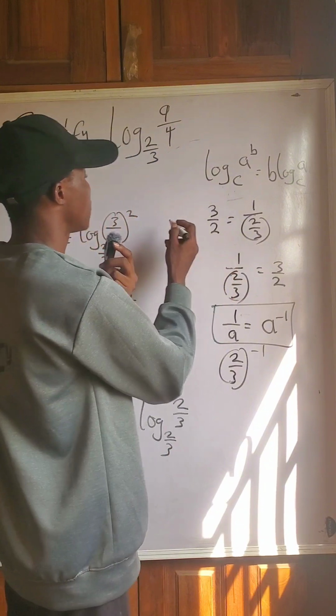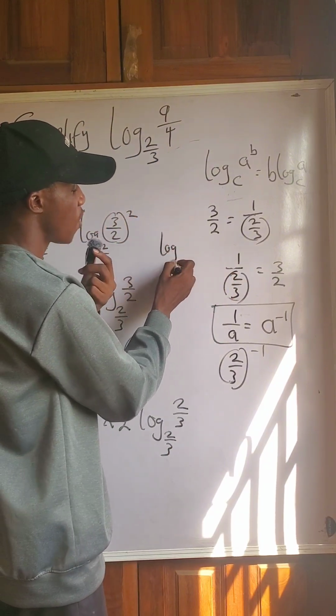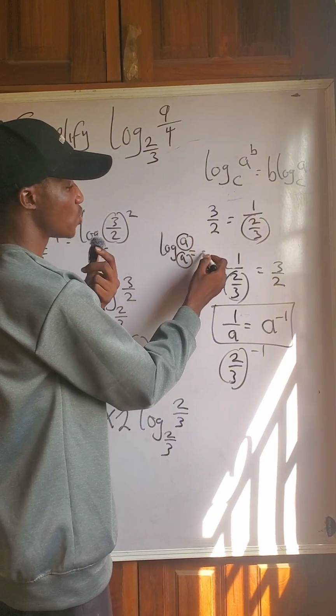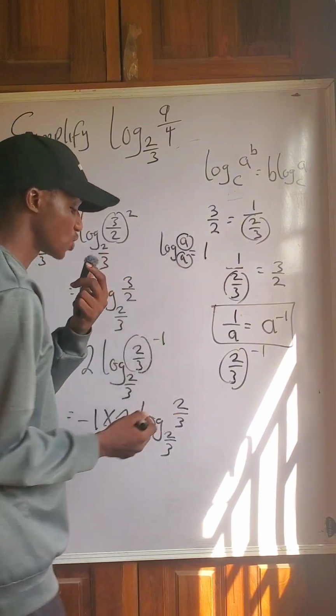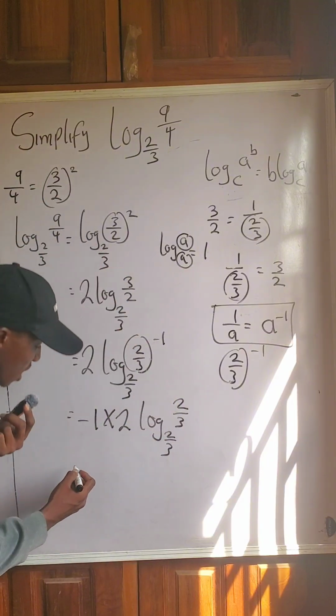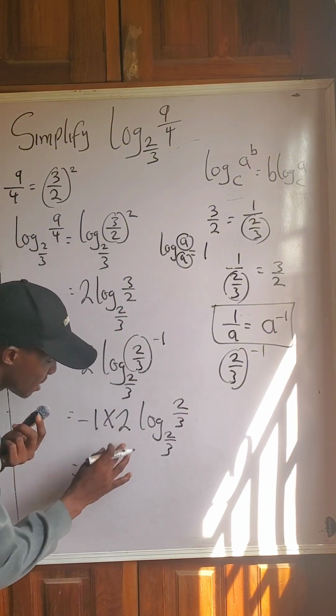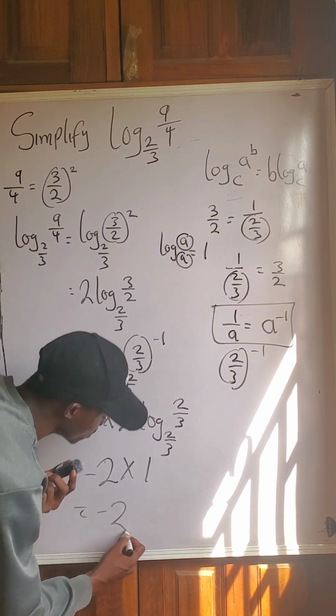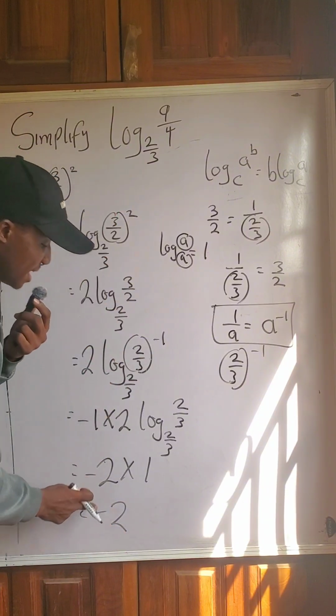And anytime you have log a base a, when the same thing is here and here, you're going to have what? 1. The result is 1. So log 2 over 3 base 2 over 3 will give me 1. Do you understand? So I'm going to have minus 1. Minus 1 times 2 is minus 2. Minus 2 times 1 is minus 2. So the result is negative 2.